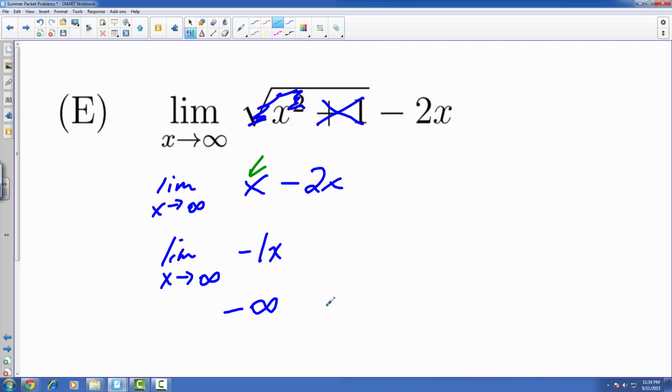This limit would not exist, so it would be a DNE, and that's where you would see a vertical asymptote happening. All right, so again, that would be problem 3, capital E, from the Limits Summer Packet.